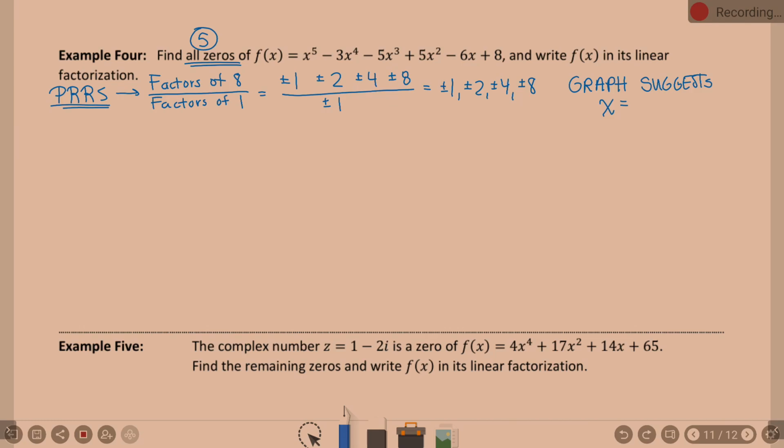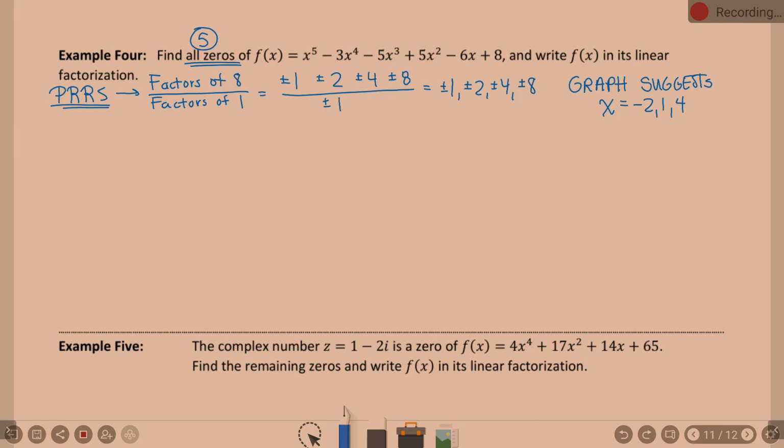So your graph appears to cross at -2, 1, and 4. Does that make sense? Yeah, those come from my list. Now, that means we're missing 2. Imaginaries occur in pairs, the plus or minus, right? So our job is to find the imaginaries. Synthetic division. Yep.